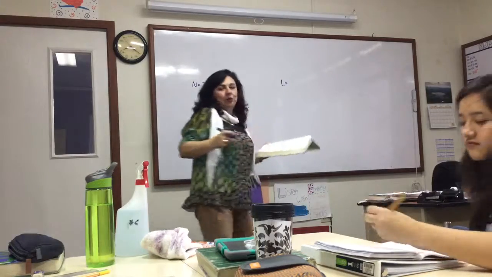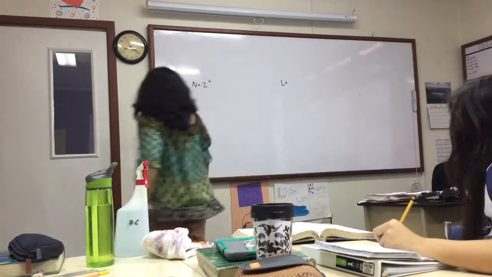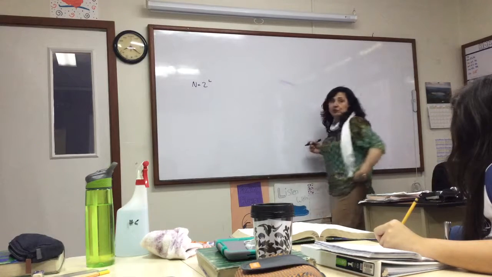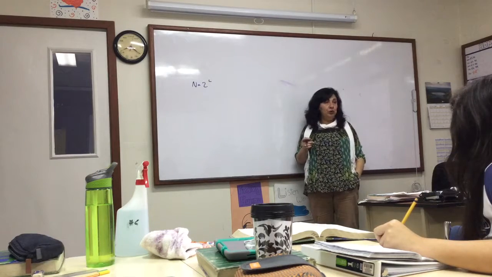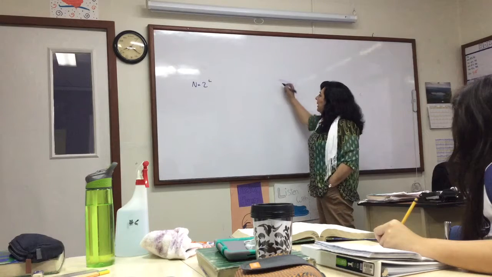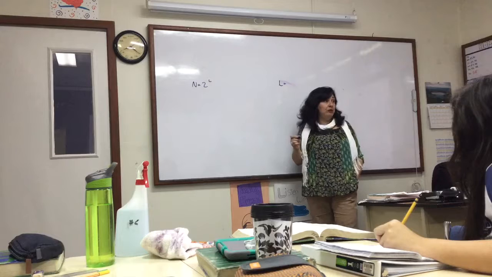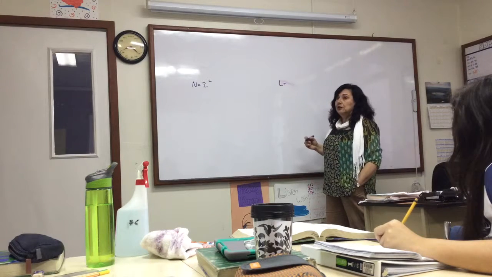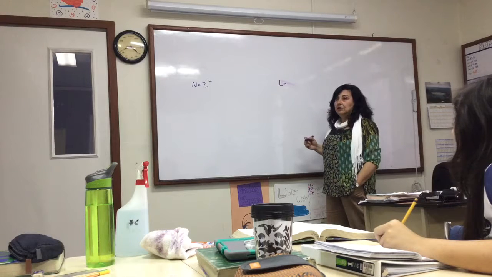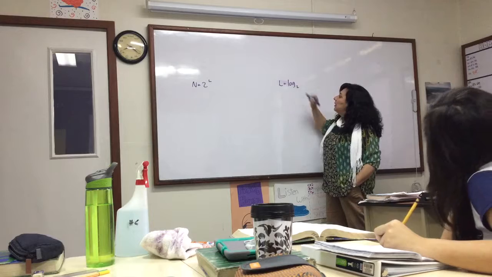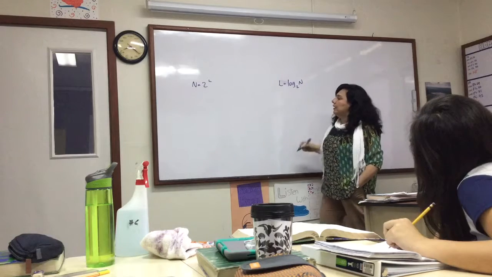How would we pass that to logarithm? Do you remember the definition of logarithm? What would you do? Now you're going to pass L to the other side. So that would be your answer, because you're finding the exponent, right? So it's going to be L equals logarithm base 2 of n. Very good.